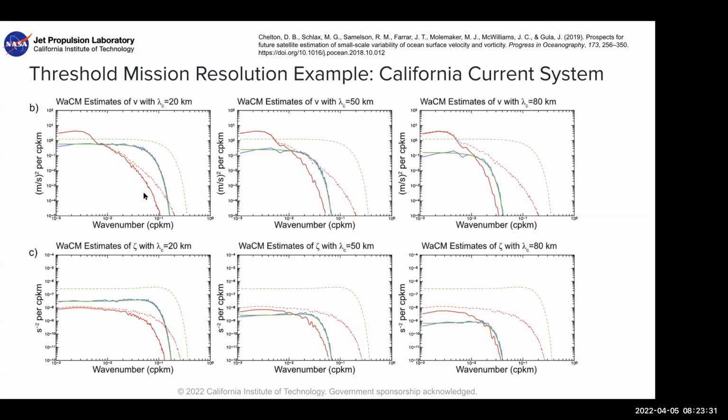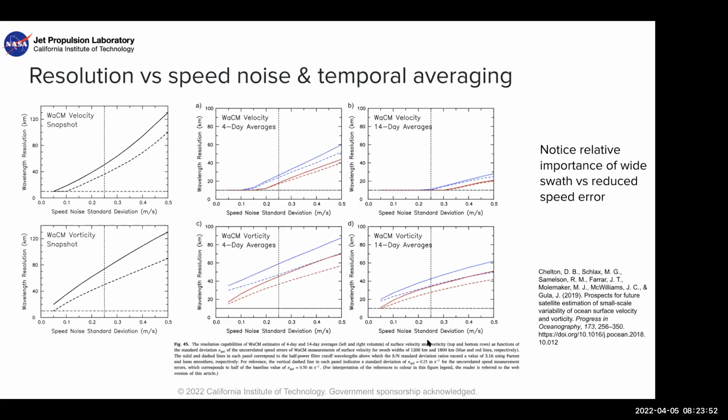So the top set of panels are for the kinetic energy, basically the speed, and the bottom set of panels are for the much tougher measurement of relative vorticity. And you can see that initially you can't see anything at all, but as you average over spatial scales, you start to resolve the relative vorticity. So that was for the California Current.